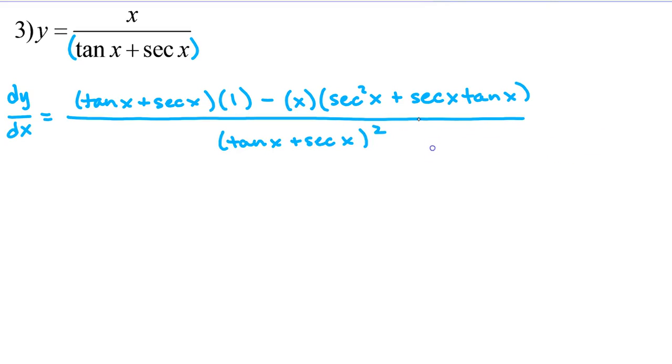So whether or not we end up foiling that, we'll see. Let's wait and see what happens with the numerator. So what I want to do is some distributing and see if anything special happens.